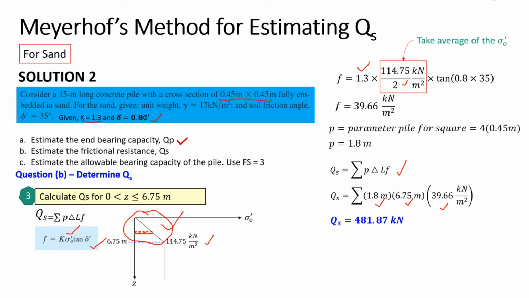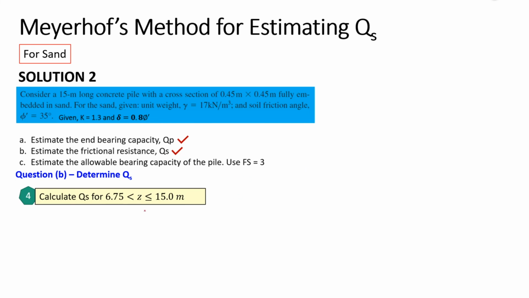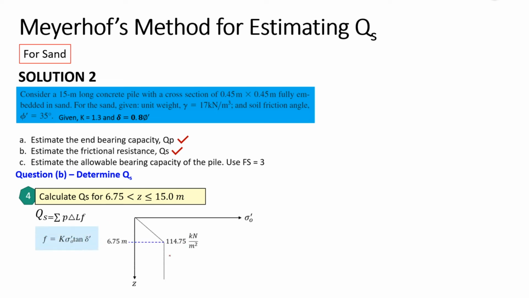Now we will continue with another length of 8.25 meter, to make the total length 15 meter. For the depth that is more than 6.75 but equal to or less than 15 meter, we still have this F. Knowing that after each reach, the L prime, or critical length, will remain constant at 114.75 till the end of the 15 meter length of the pile.